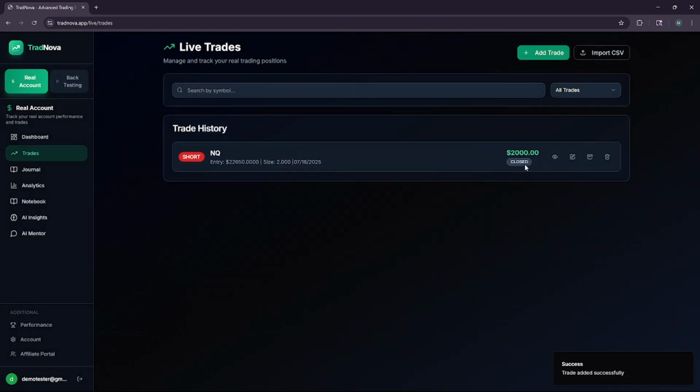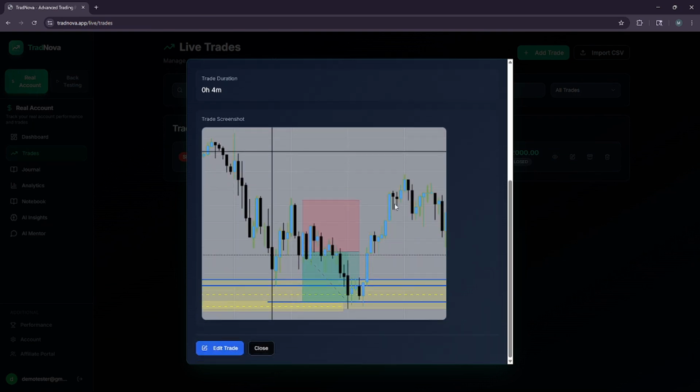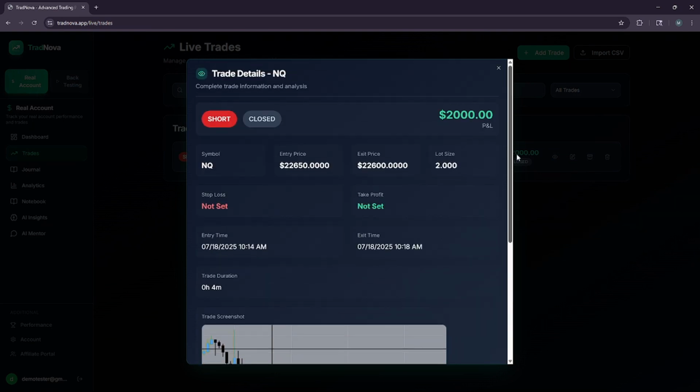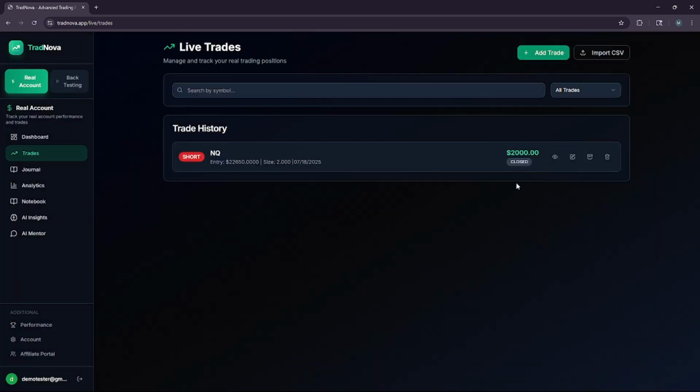And yeah, after you've added the trade, it will pop up like this. And you can view the trade by just clicking the view button. It shows the full picture. And if you need to edit it, let's say you messed up something, you can do that right here.